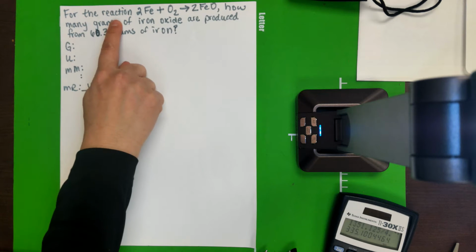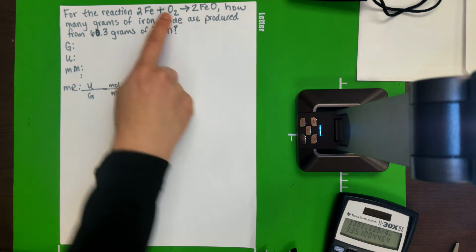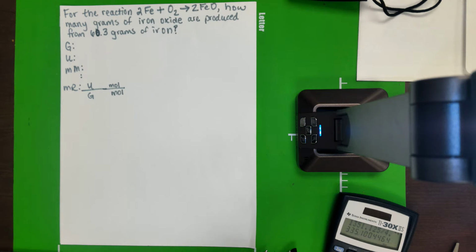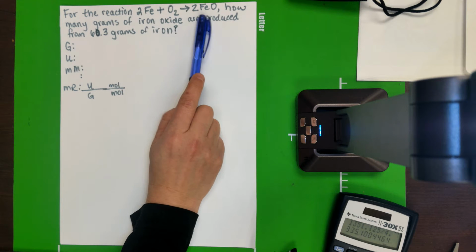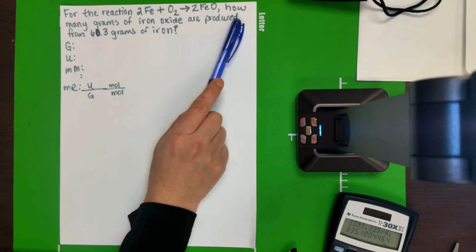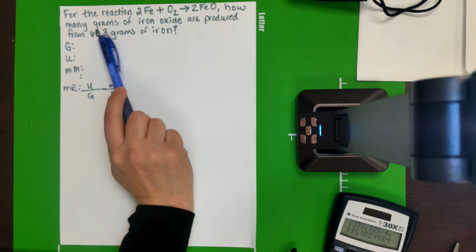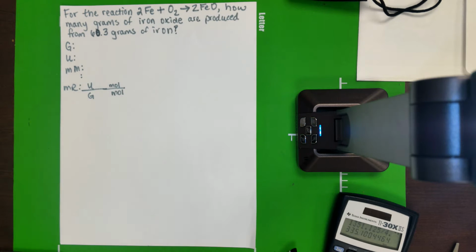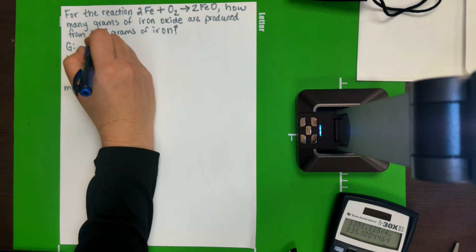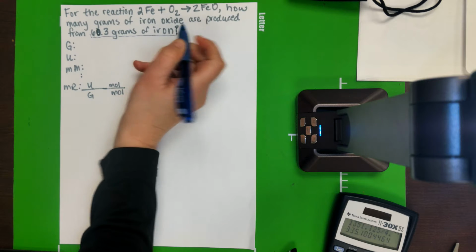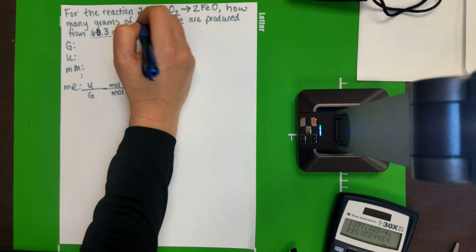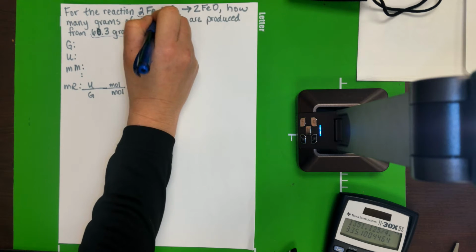So for the reaction, 2 irons plus 1 oxygen will make 2 iron oxides. How many grams of iron oxide are produced from 60.3 grams of iron? Okay, so let's start with our given. Our given is going to be 60.3 grams of iron.